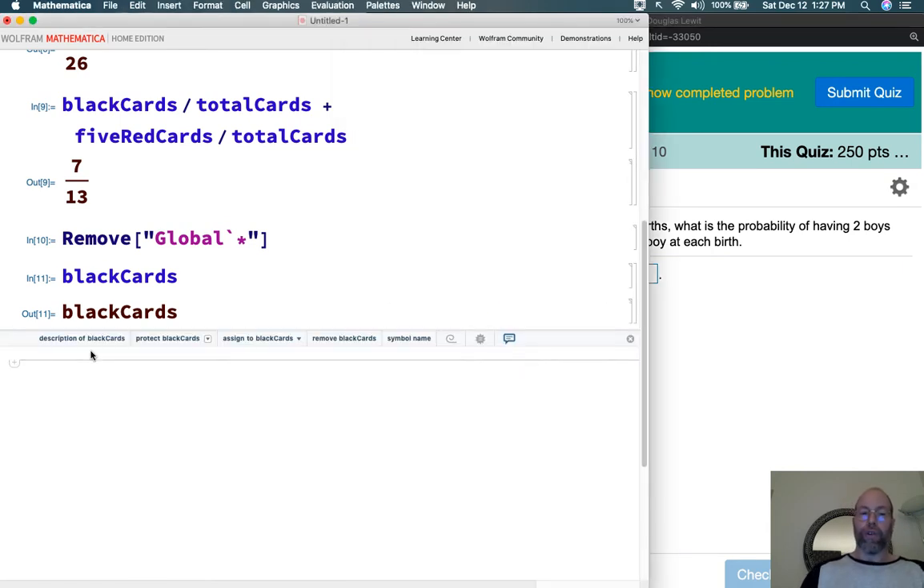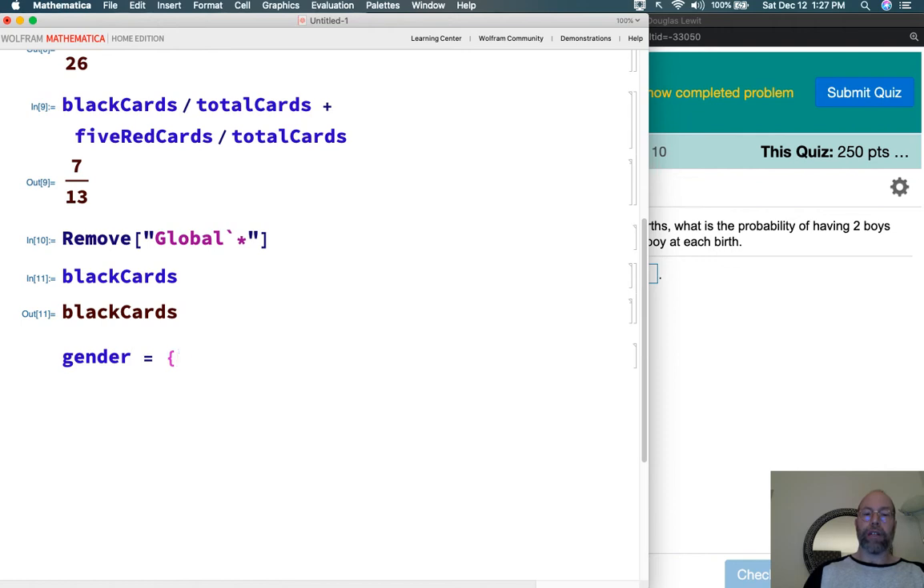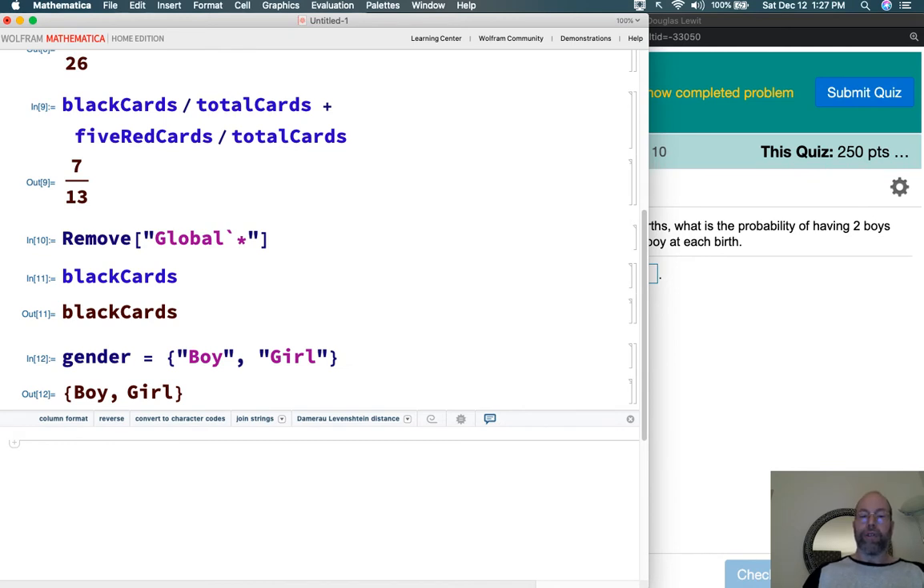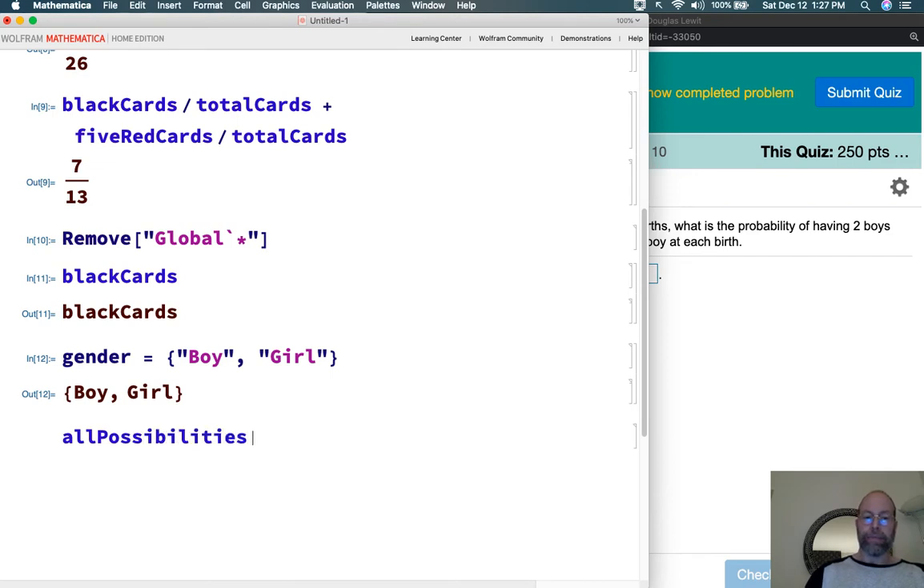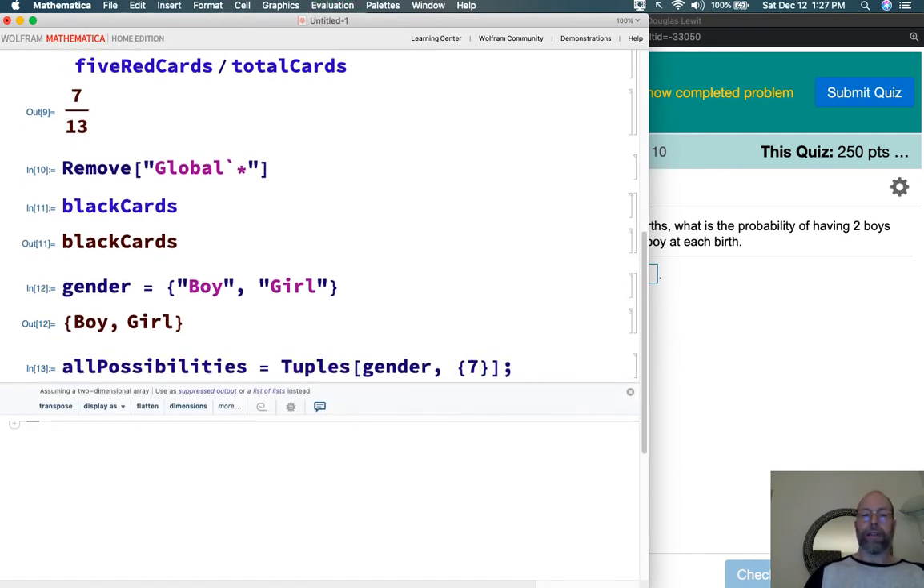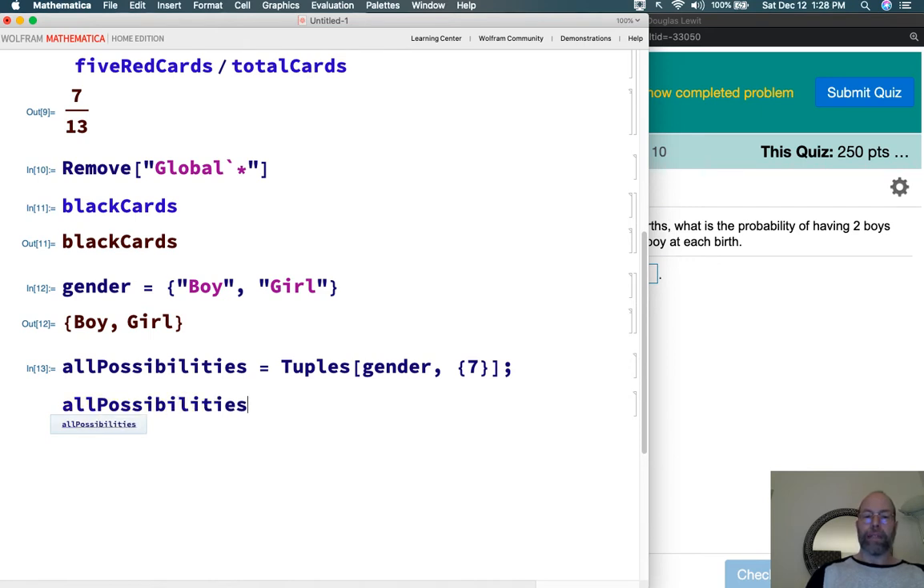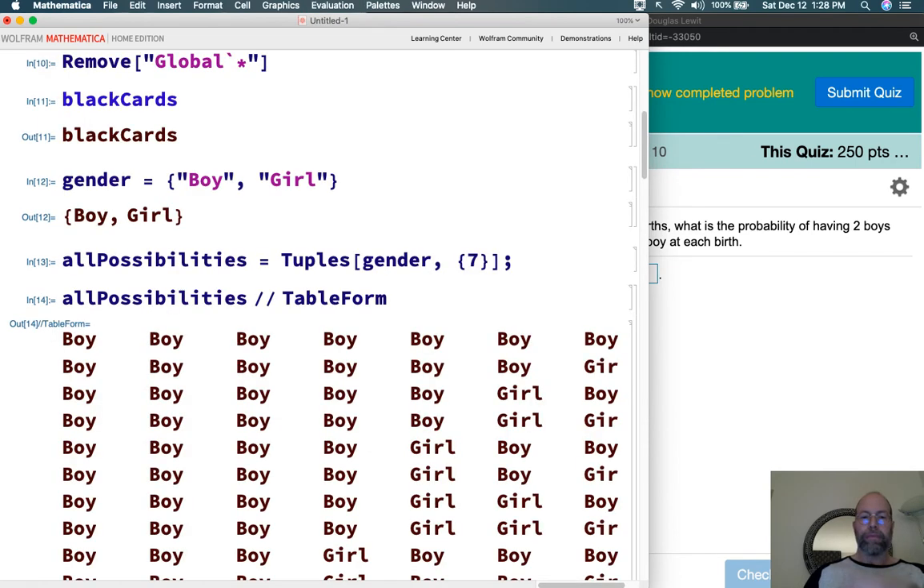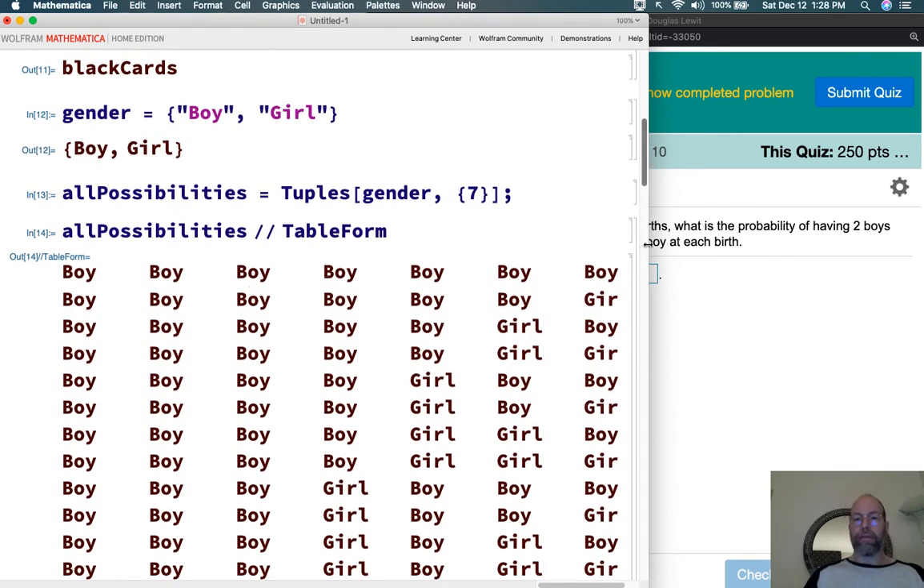So I'm going to define a gender variable, and I'm going to call it boy, girl. Now, all possibilities. I'm going to use the tuples command, gender, and then I'm going to enter 7 inside of a list. Now let's see what that looks like. All possibilities. Let's table form it so it looks pretty. It's easier to read the output if I use the table form function.